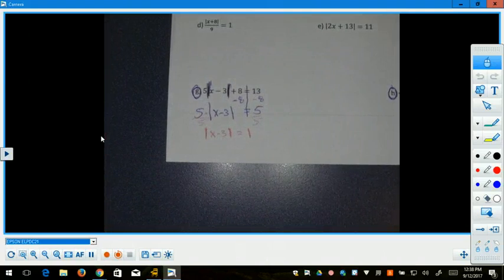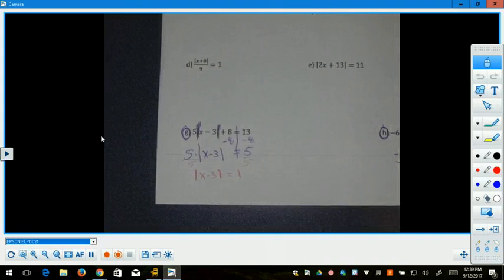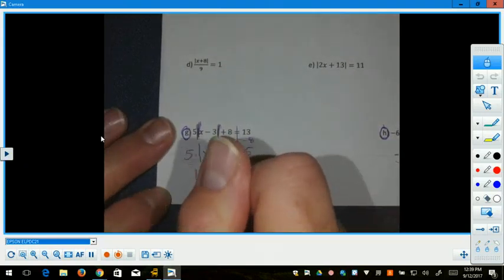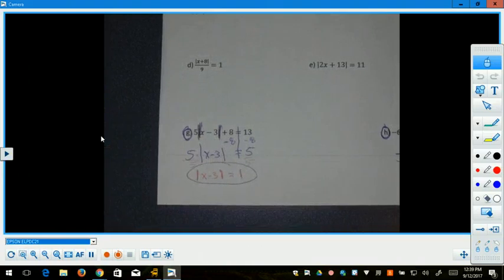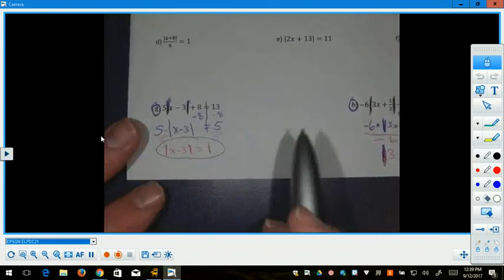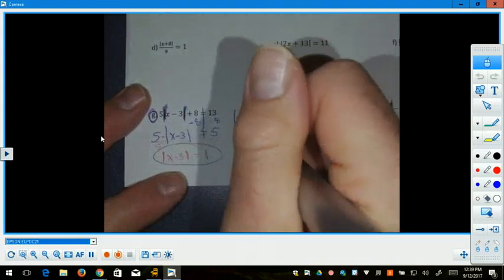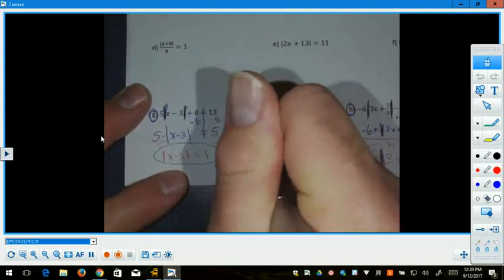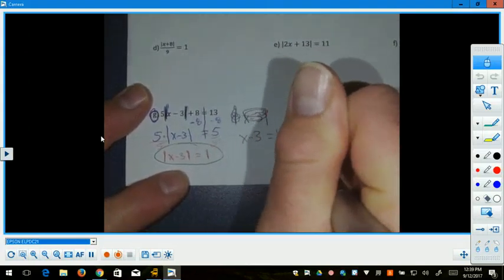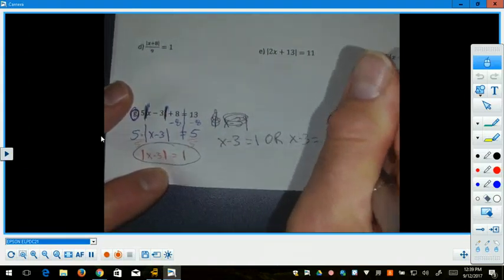Any questions so far? So now, to solve this, because it's positive, I can solve it. How many answers should I get when it's an absolute value equation? 2. Either no solution or 2 solutions. So I'm going to drop the absolute value symbols. x minus 3 equals 1, or x minus 3 equals negative 1.